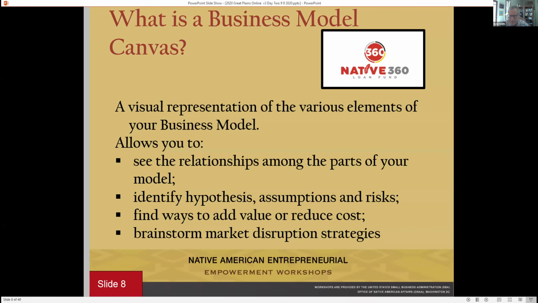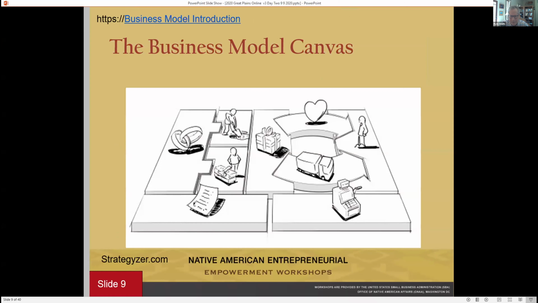Hopefully everybody got a copy of the template on the Business Canvas model. Did everybody get that in the email? Well, that's a way for you to start writing down the choices you make about your business. And again, it's a visual way. So let me show you some examples of that.